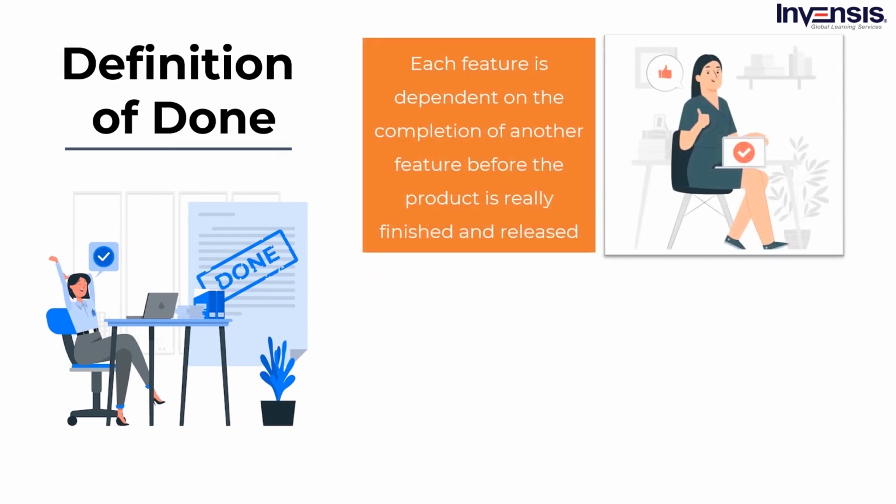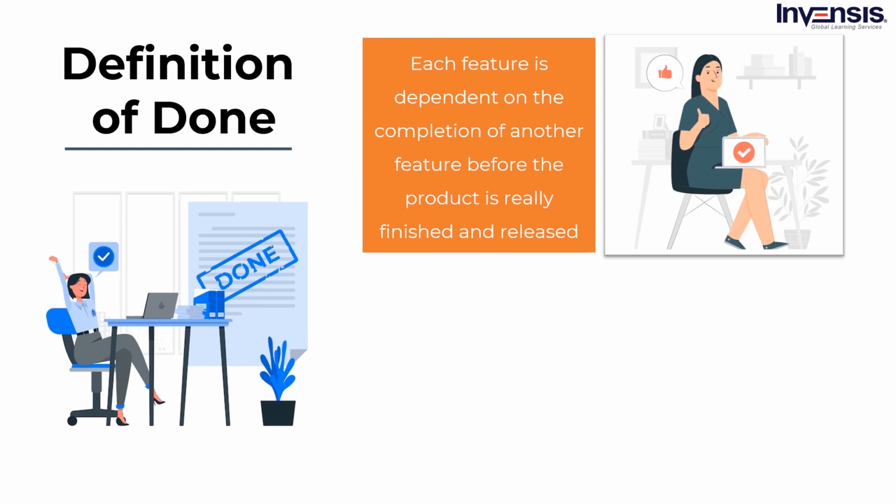Each feature is dependent on the completion of another feature before the product is really finished and released. That would be the end result. However, each sprint contains a characteristic that must be completed by the end of the sprint. By done, it implies that if that feature had to be released on its own, it could be released. Let us understand this better with a scenario.